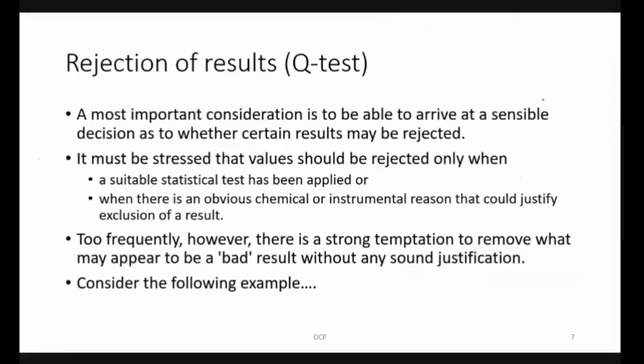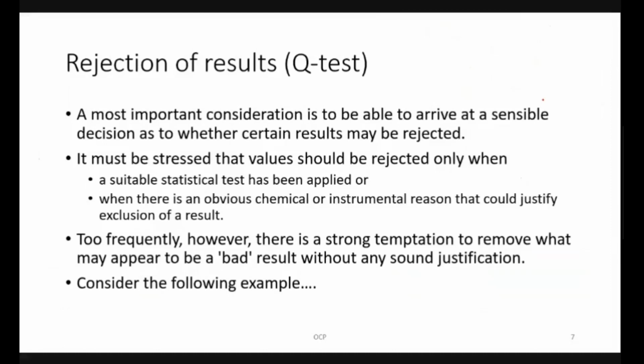So if that is the case, you can deny that result, exclude that result. But in both these cases, the instrumental or chemical reason, you exactly know and you can justify why you excluded the result. If there is no chemical or instrumental reason, then there should be some statistical reason. Only then can you reject and exclude that result.